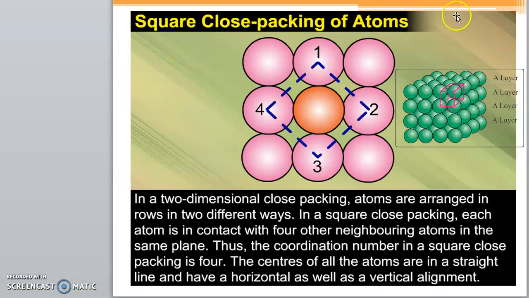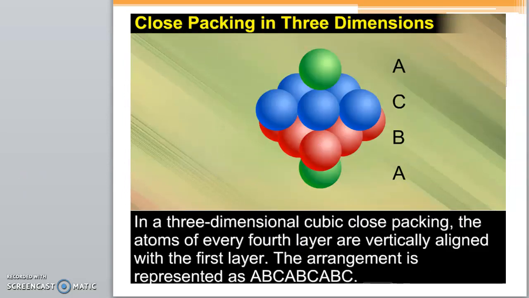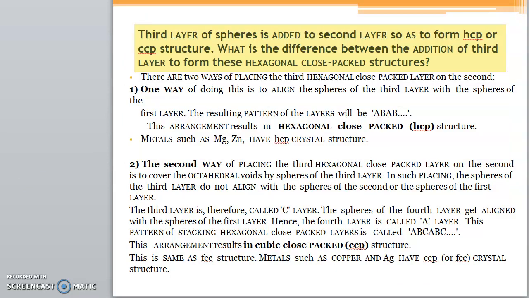Now the coordination number for a square close packing will be 4. Basically, coordination number is the number of atoms attached to the central metal atom. So for a packing like this, the coordination number will be 4. For a packing like this, that is hexagonal close packing, the coordination number will be 1, 2, 3, 4, 5, 6. Okay, and so on. So this is something that we had seen.